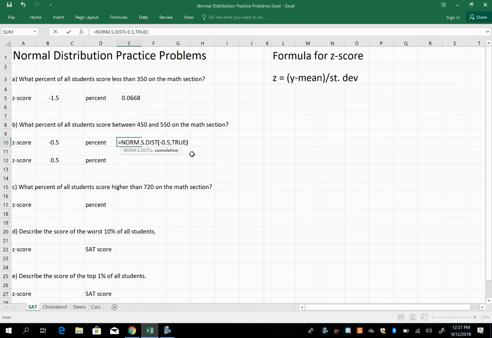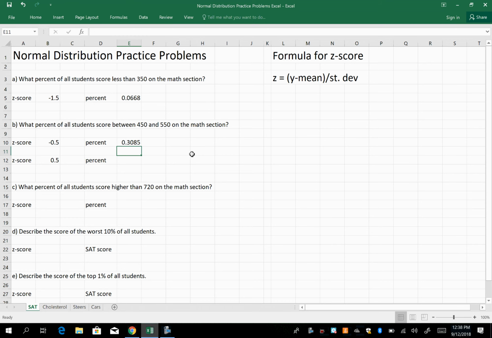True. Comma. True. I wish we could do that with Excel, but it can't actually do that yet, so we have to manipulate it a little bit. So we're going to do just negative 0.5. So hit enter. Now this is pretty cool.